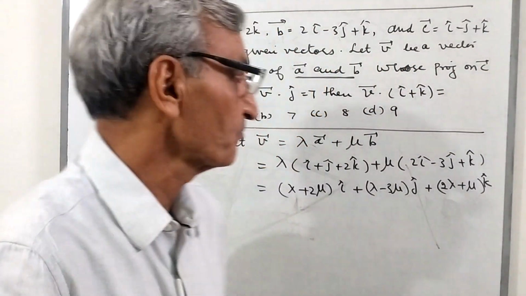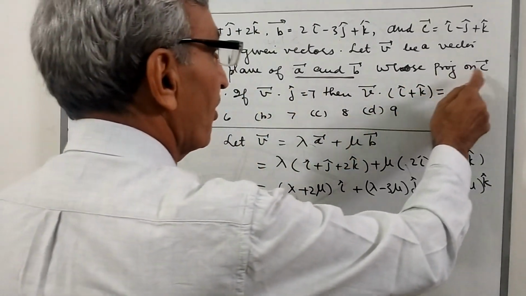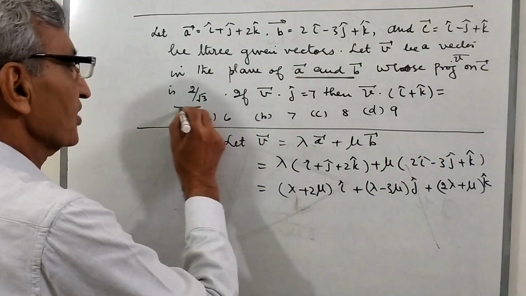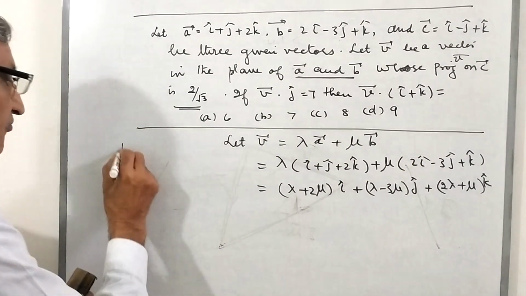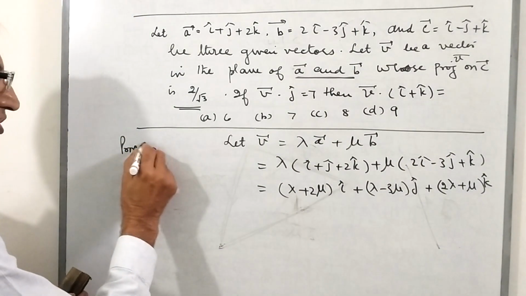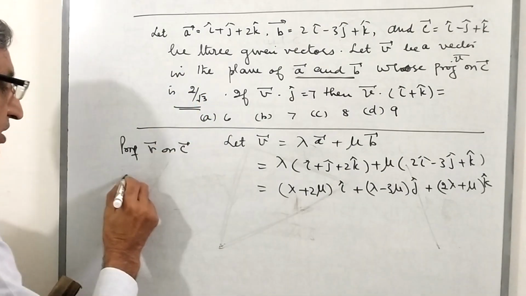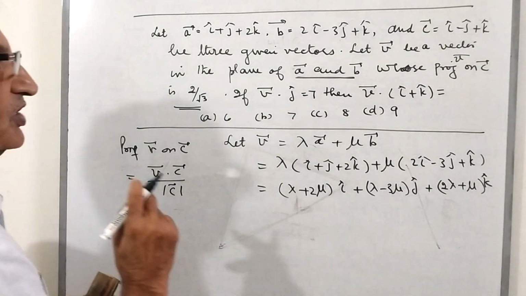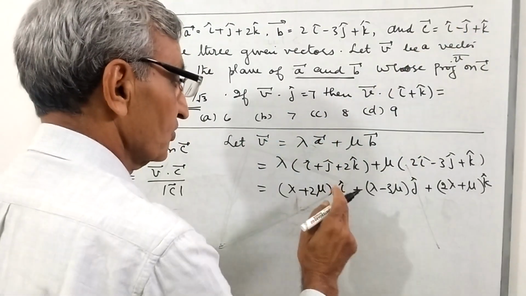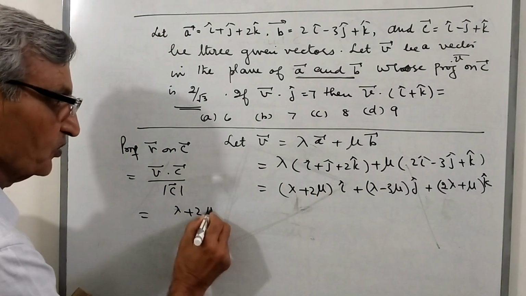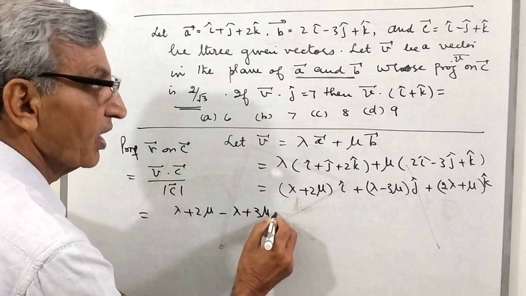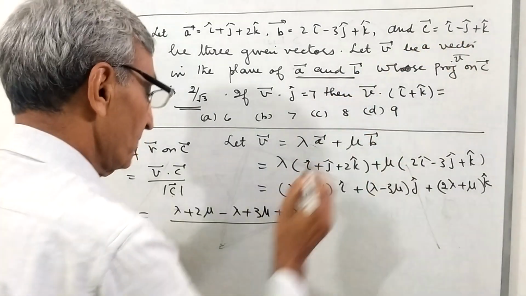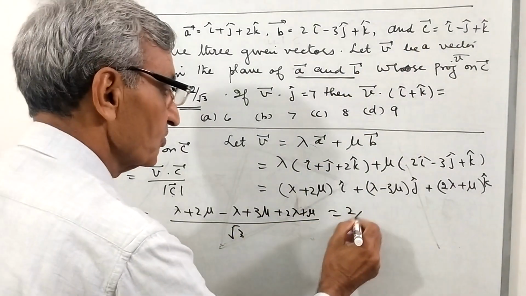What two conditions are given here on V? Now the projection of V on C is equal to this value. You know what the projection is? Projection is equal to V dot C divided by the magnitude of C. V dot C is equal to 1 lambda plus 2 mu minus lambda plus 3 mu, plus 2 lambda plus mu, divided by the magnitude of C, which is under root 1 plus 1 plus 1, under root 3. This is equal to 2 upon under root 3.